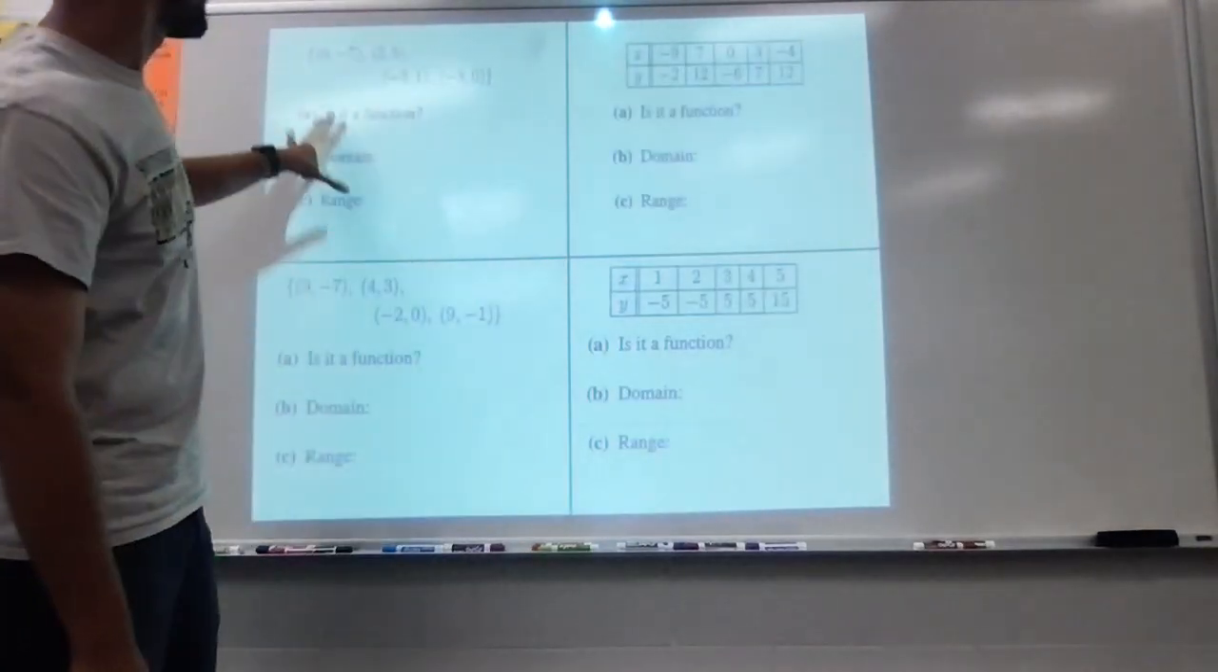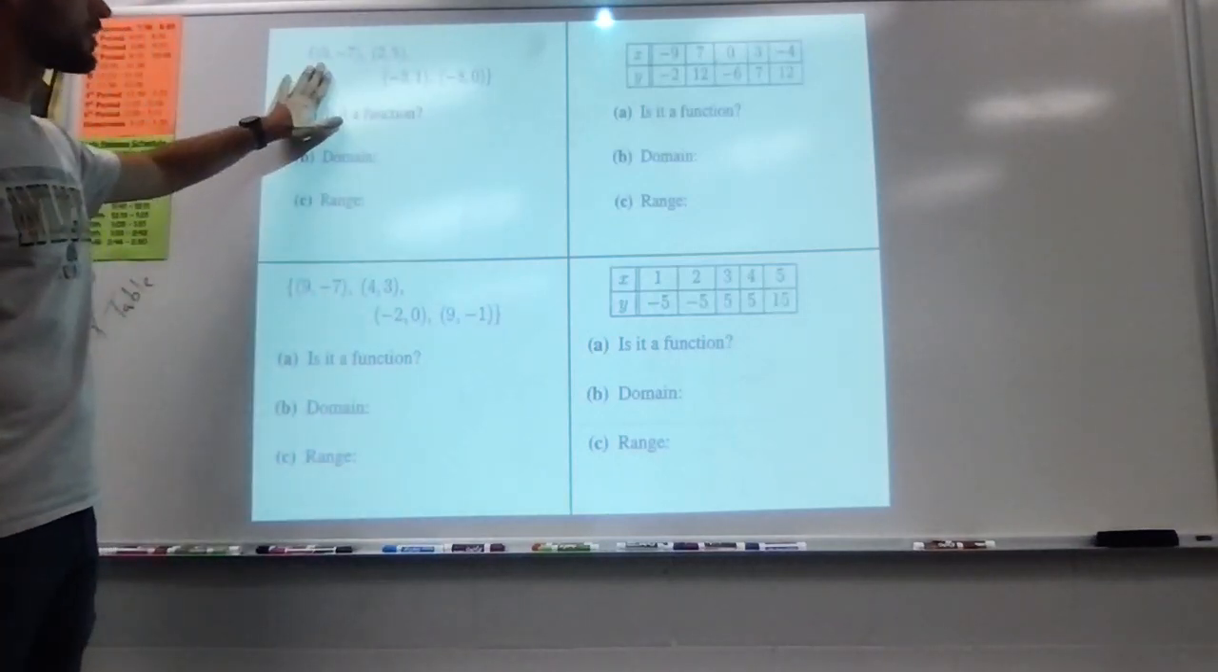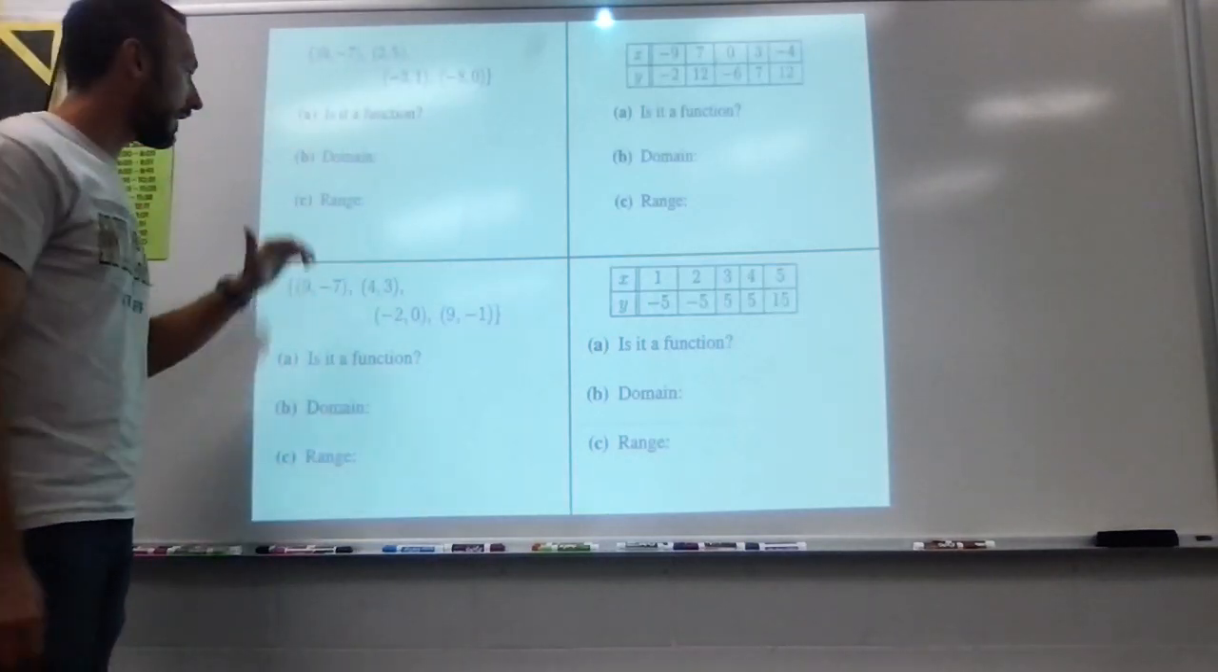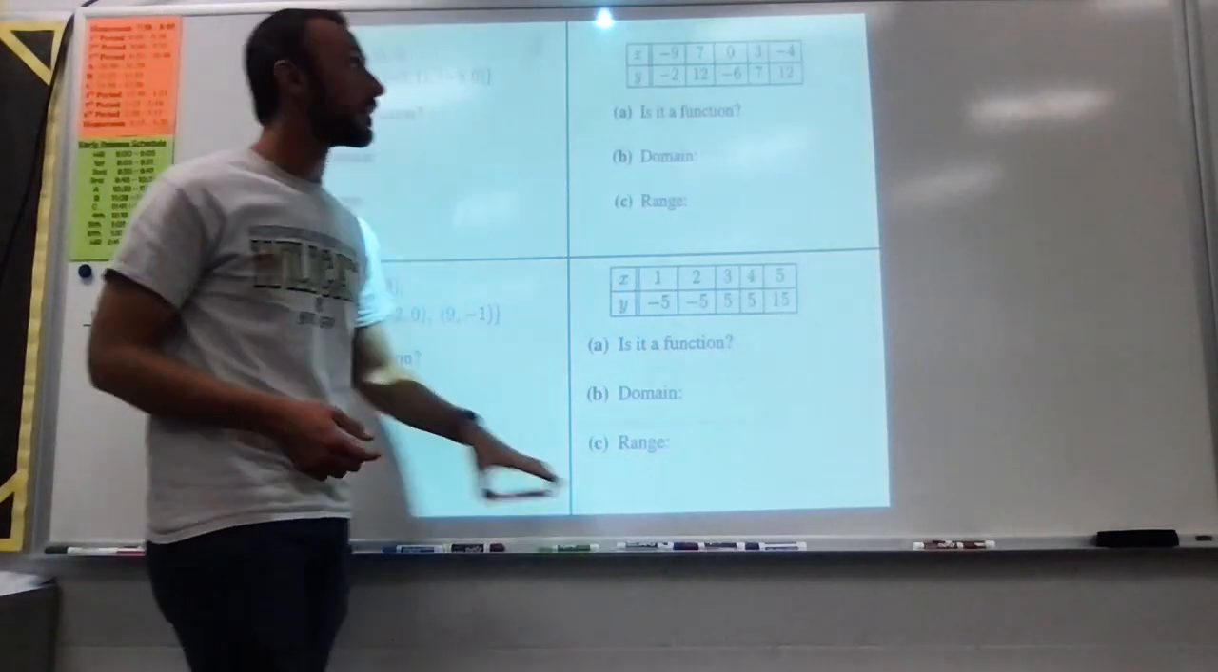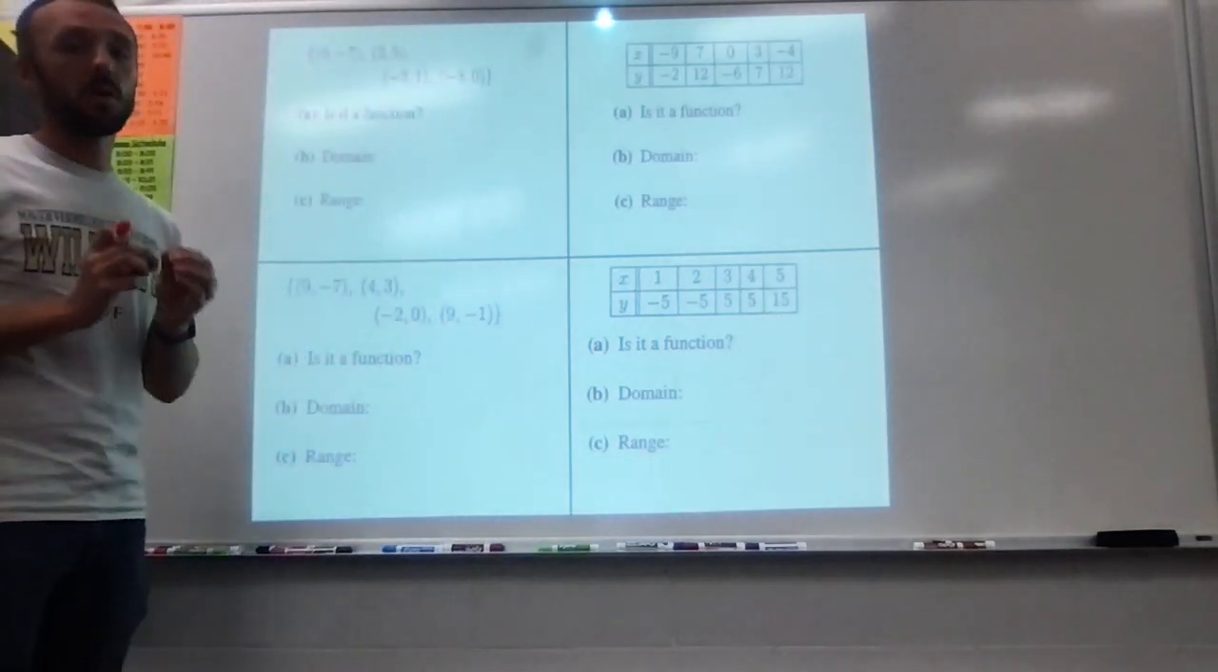So the first thing we have to do is decide, is this a function? Then we're going to label the domain, and then we are going to label the range of these items. It is a function if every input only has one output.